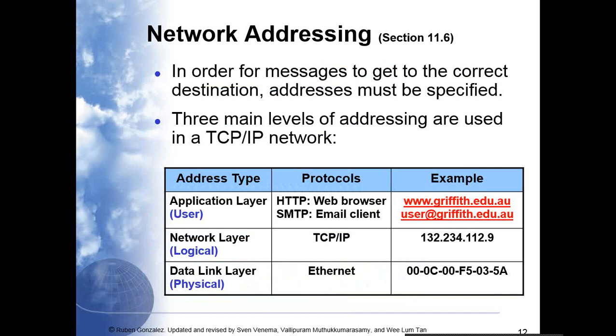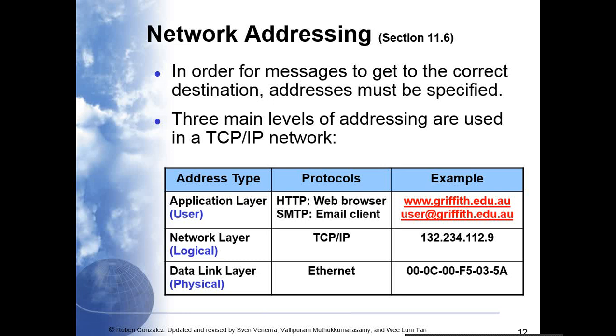In terms of network addressing, I mentioned addresses at a couple of different layers already, but in order for messages to get to the correct destination, you have to specify the correct address. Which address you should use depends on which layer you're talking about. There are three main levels of addressing in a TCP/IP network. The first one is the application layer, which is the one we typically use when using a web browser, for example, or an email client. It will be something in English like www.griffith.edu.au.